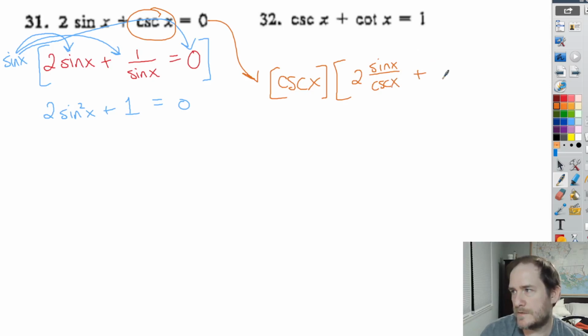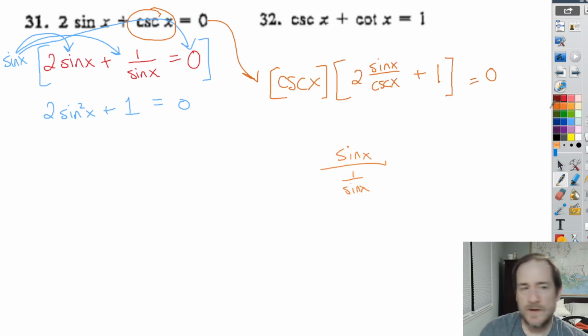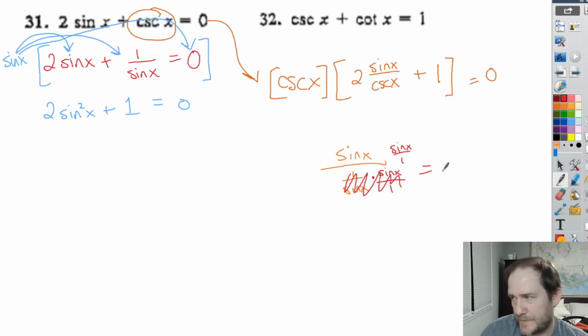plus... Well, that's bringing us back to the same place, isn't it? So plus 1 equals 0. You guys probably don't see it yet because this is kind of weird algebra, but sine of x over cosecant of x, that's sine of x over 1 over sine of x, which is a complex fraction. And we clean complex fractions up by multiplying by the reciprocal of the denominator, right? So you'd multiply the numerator by sine x over 1. That gets the denominator to cancel. And then the numerator just becomes sine times sine, which is sine squared.